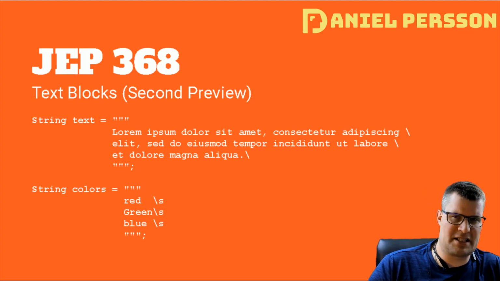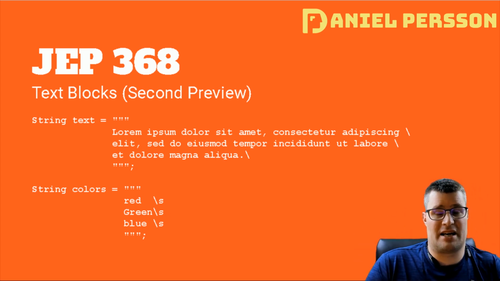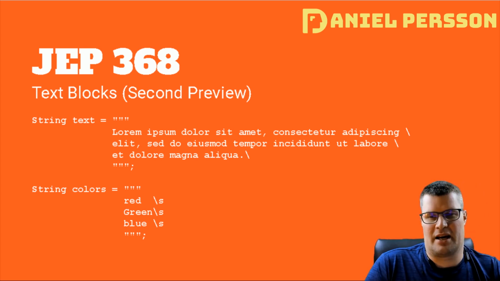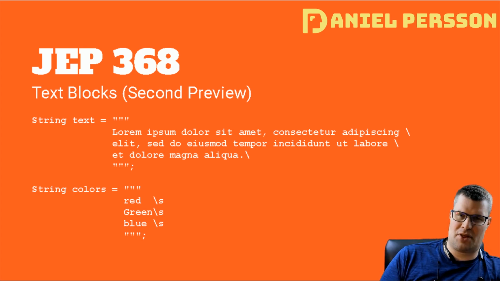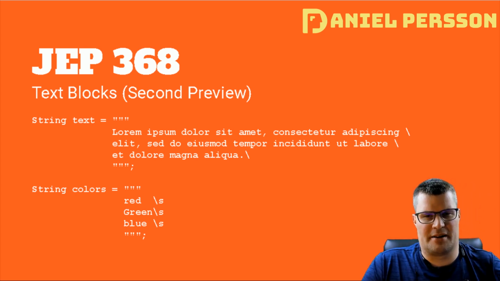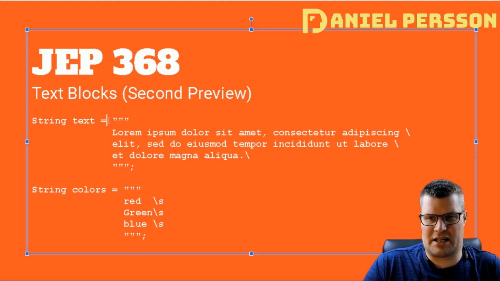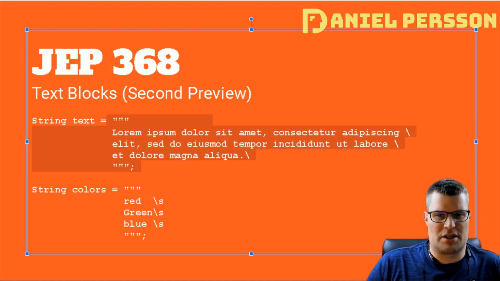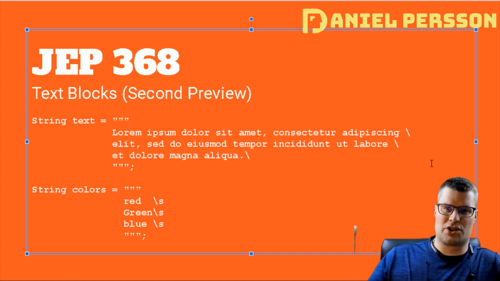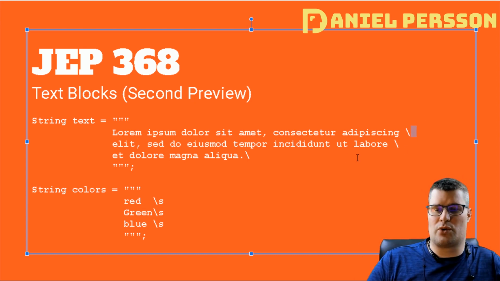Next up, we have text blocks. This was introduced in JDK 13 as a preview, and now we are on the second preview, and they have added some things. First off, we have some escapes here that you can actually see. If you have a text string that starts here and you have a text that is flowing, you want to keep the actual spacing, but you want to have it as one long string. You can add these slashes so you don't get new rows.